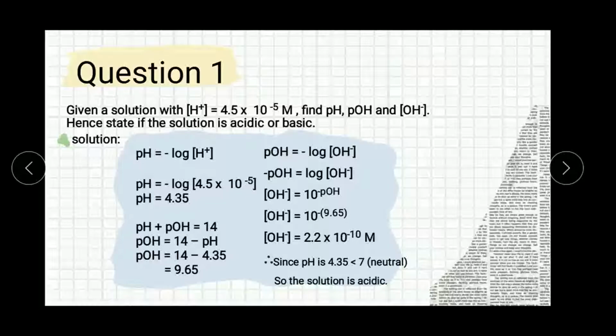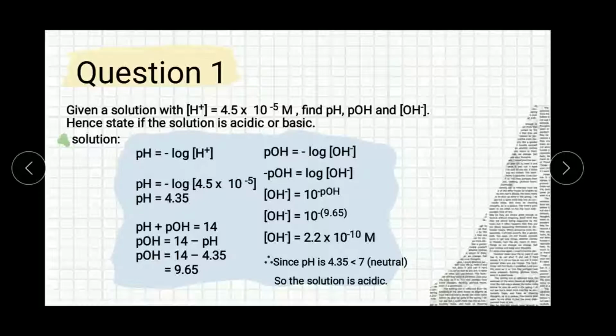So the formula to find the pH is pH equal to negative log concentration of H plus. So just plug in the concentration of H plus that is already given in the question. So we get pH equal to 4.35. So we can find the pOH by the formula pH plus pOH equal to 14. So pOH we get 9.65.